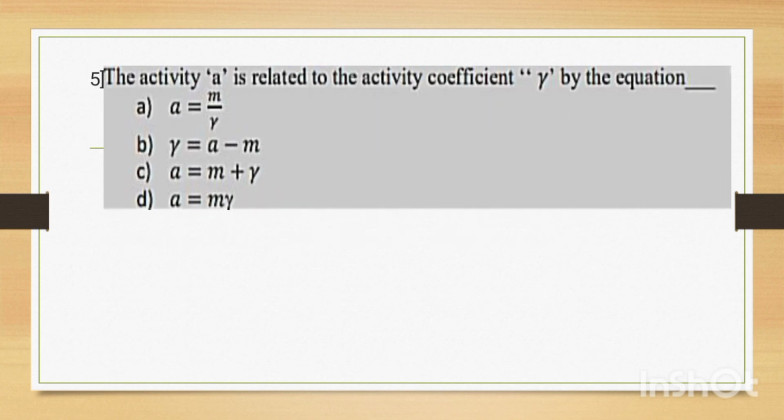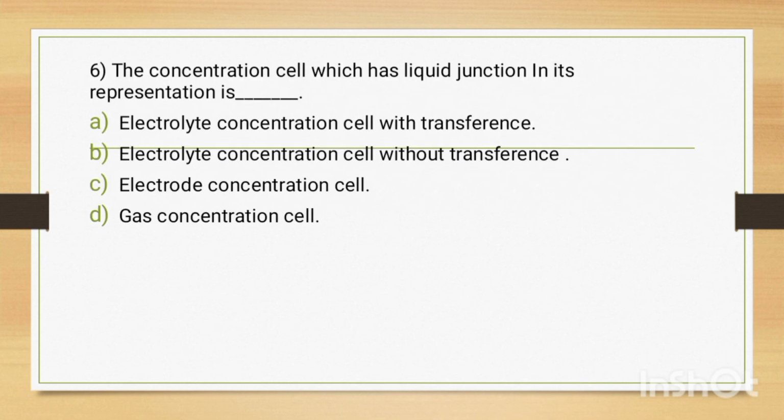Moving on to the fifth question, the activity a is related to activity coefficient lambda by the equation D, a is equal to M into lambda.